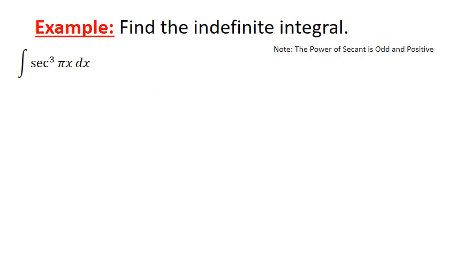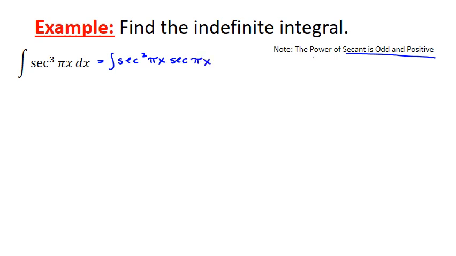So here is our first example. It's secant of pi x cubed. And one thing to note is that the power of secant is odd and positive. So if that is the case, we're going to want to use integration by parts. And what we'll do is kind of rewrite this again. So we'll call this secant squared times secant of pi x.